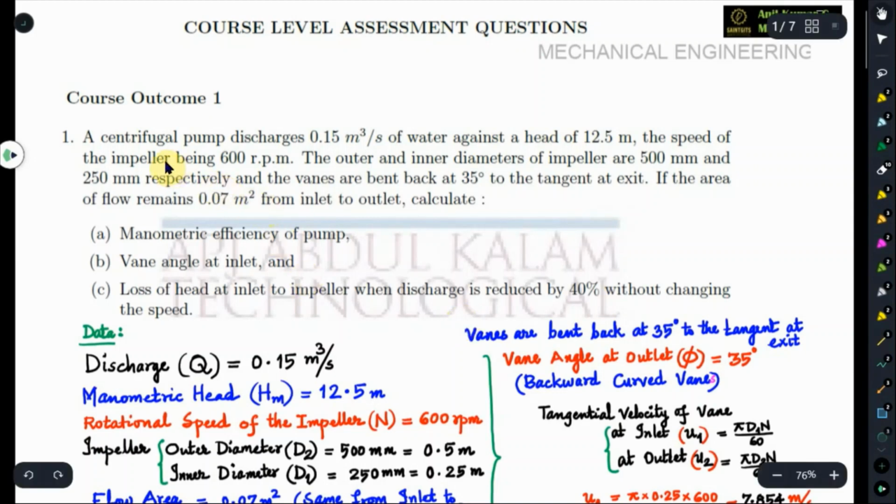Welcome to the discussion on a numerical problem given in the course level assessment questions of KTU syllabus on fluid machinery course. The question is this: a centrifugal pump discharges 0.15 meter cube per second of water against a head of 12.5 meters, the speed of the impeller being 600 rpm.